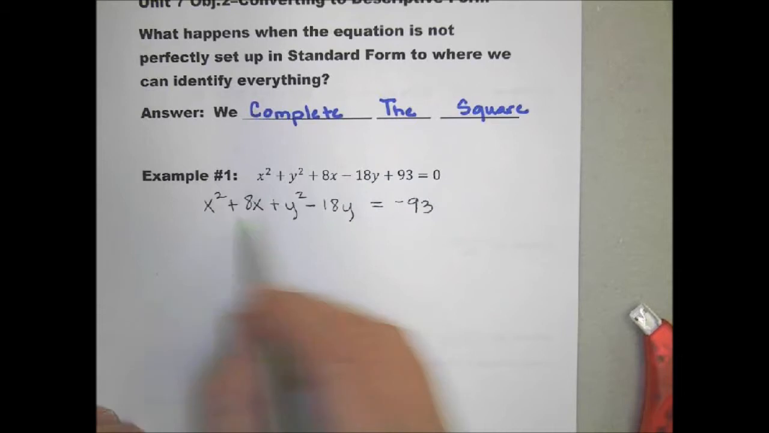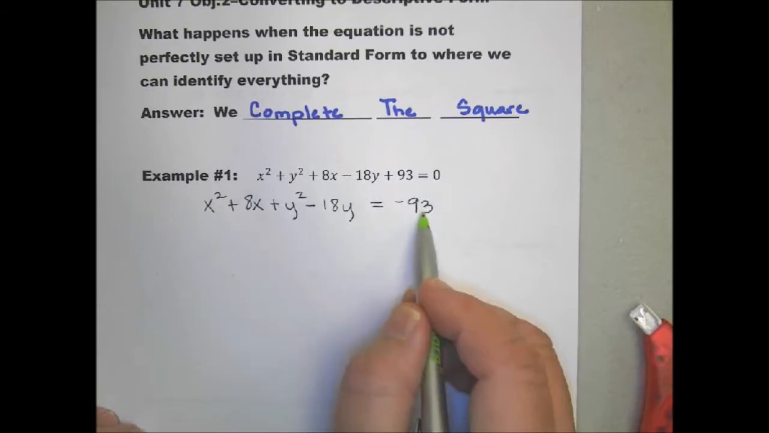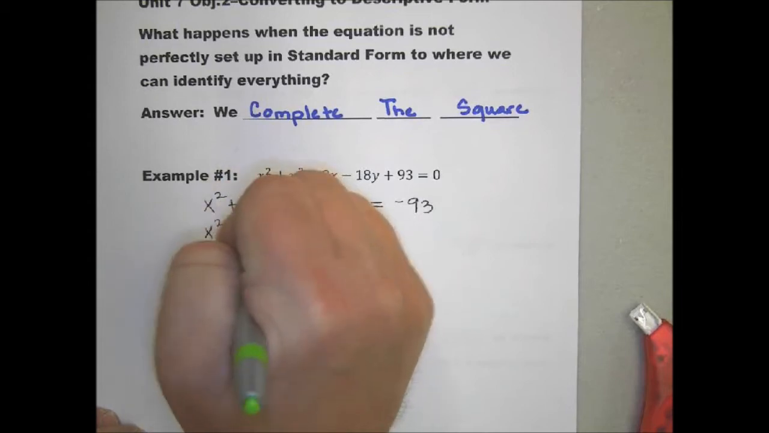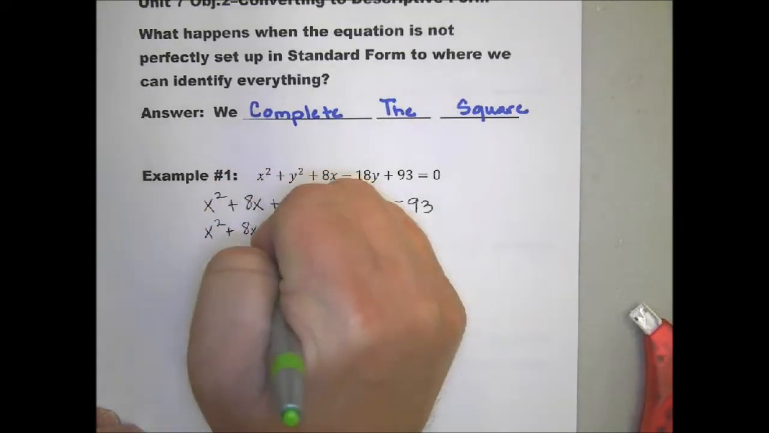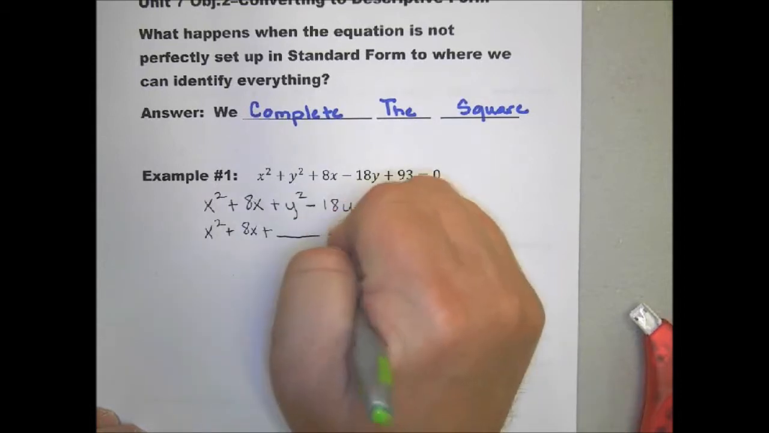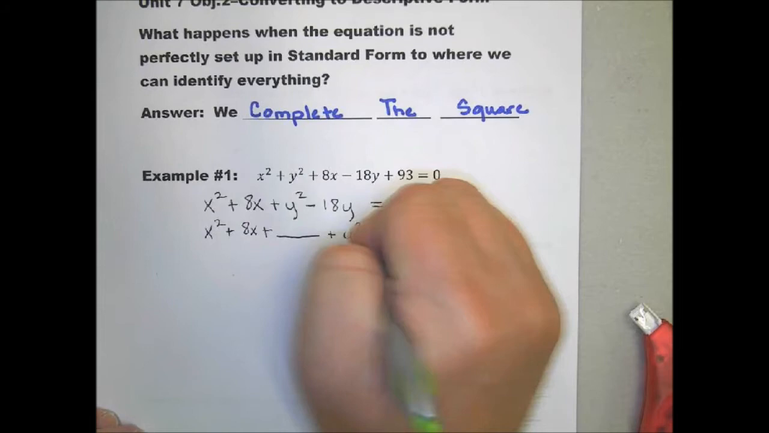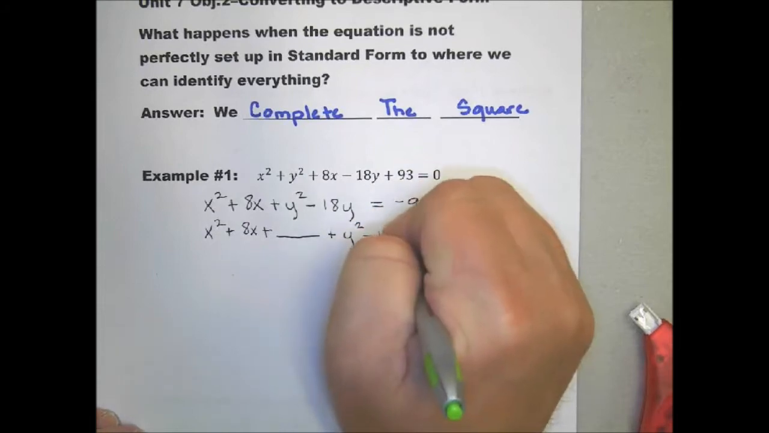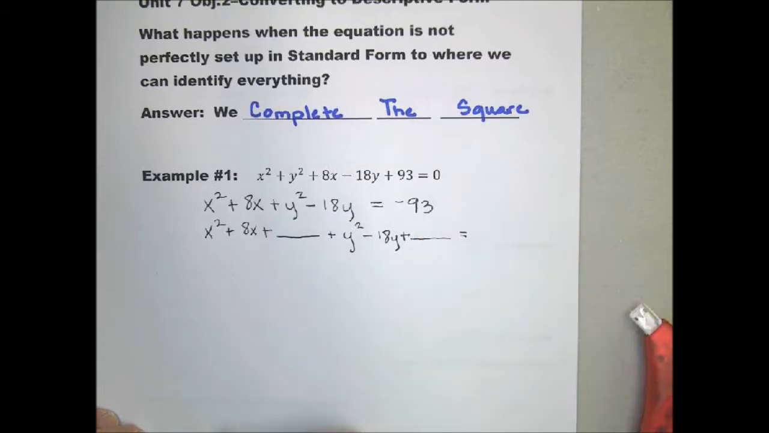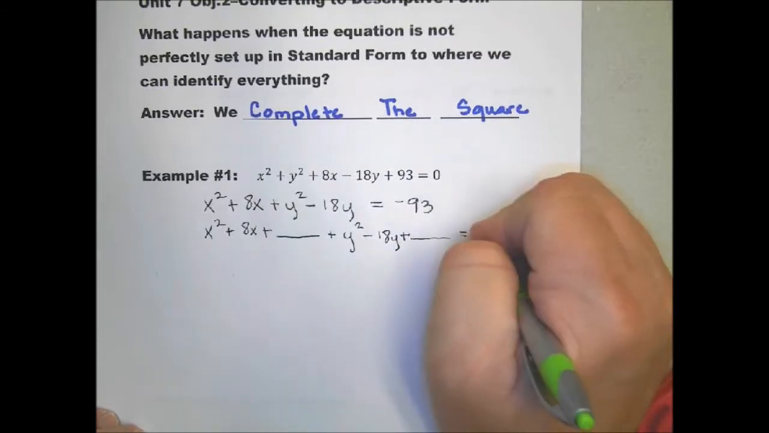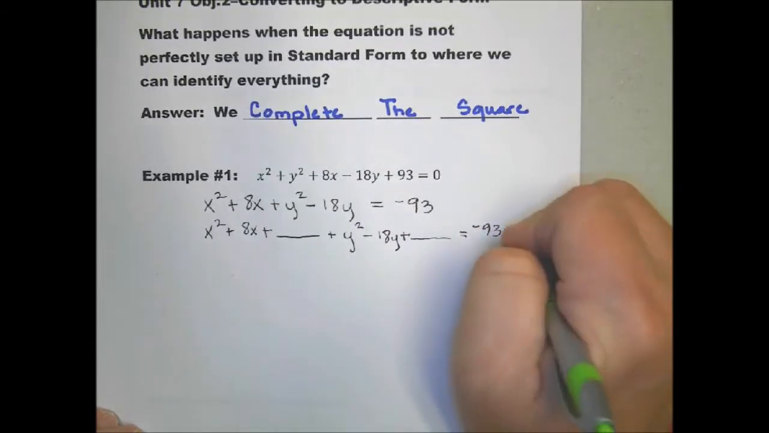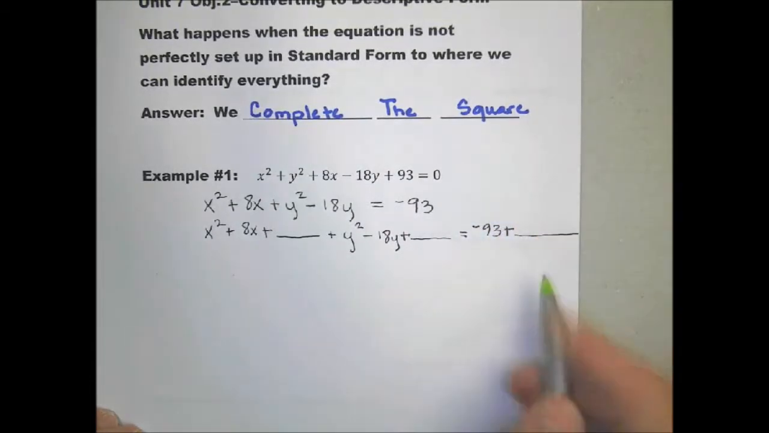Now I'm going to start the process of completing the square. I'm going to rewrite x squared plus 8x, but then there's going to be a third term. Now we move on to the y squareds, y squared minus 18y, and then again, there's going to be a third term. Now, that means I'm going to have my negative 93 plus I'm going to add a couple of things to this side.